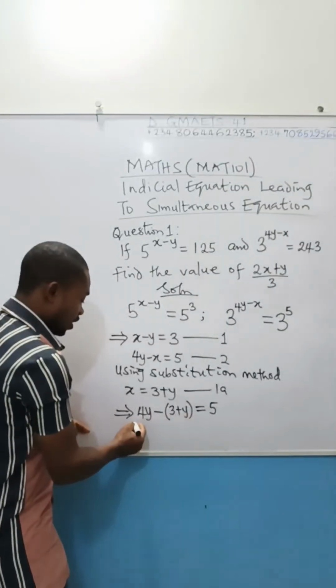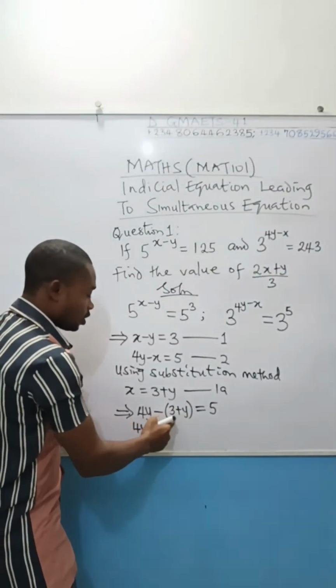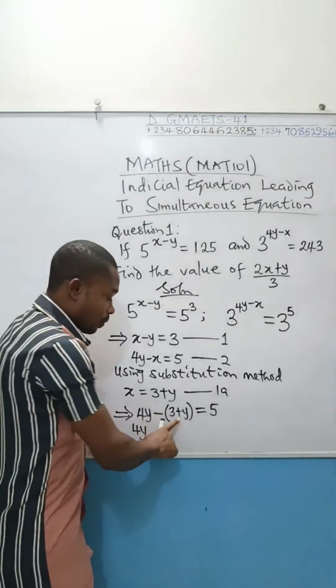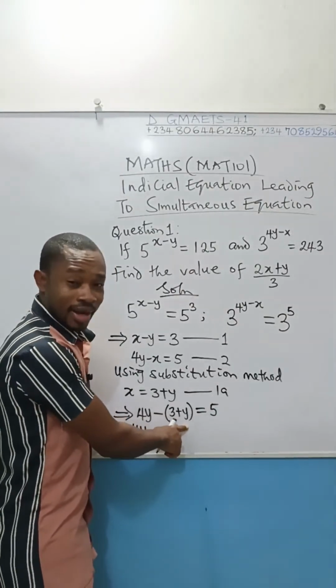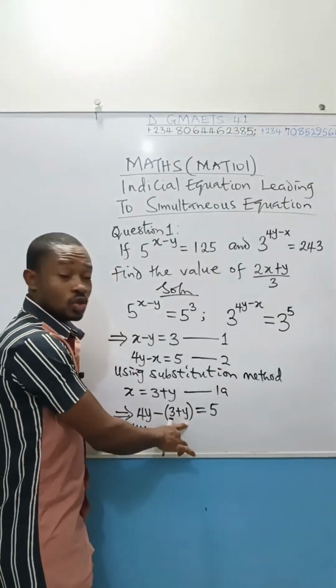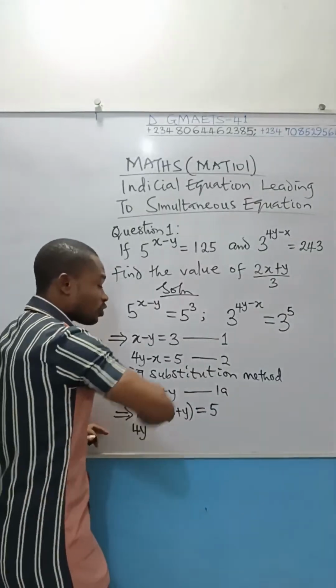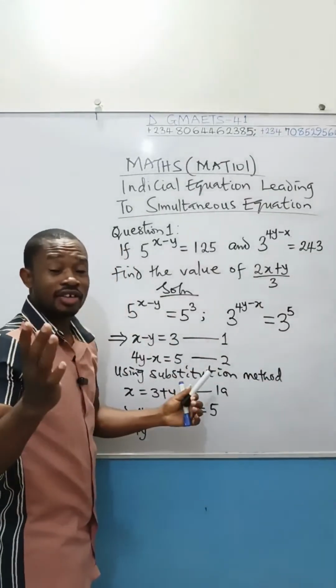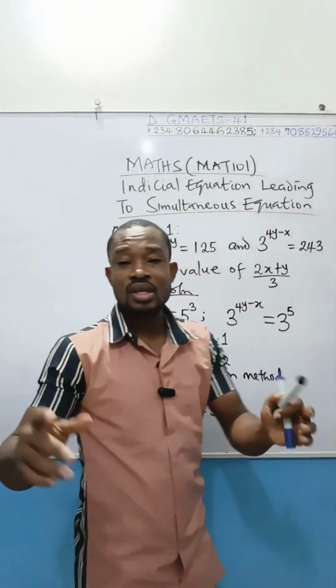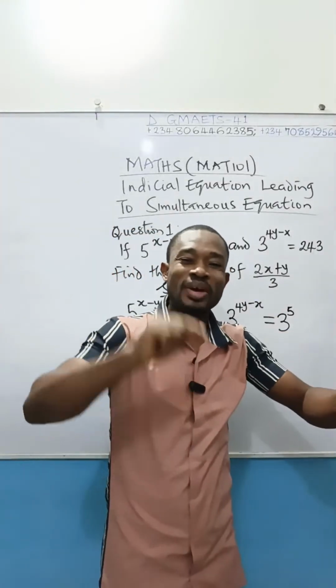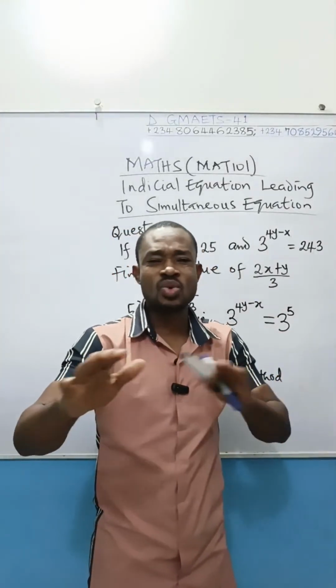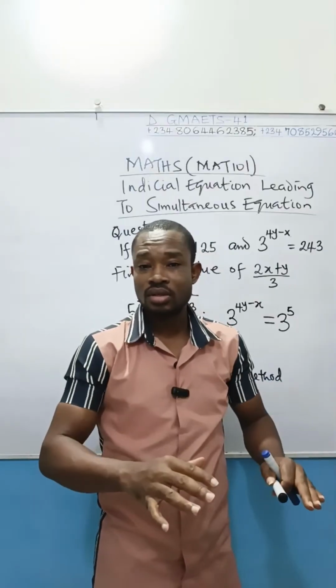Let us solve this guy. This is 4y. If you open up this bracket, you get minus 3, minus y. Am I communicating? Now the minus 3, you have to collect it to the right hand side. Collection of like terms. I've covered all of these in the GMAETS 41 basic class channel, because that is where you learn all these little things.